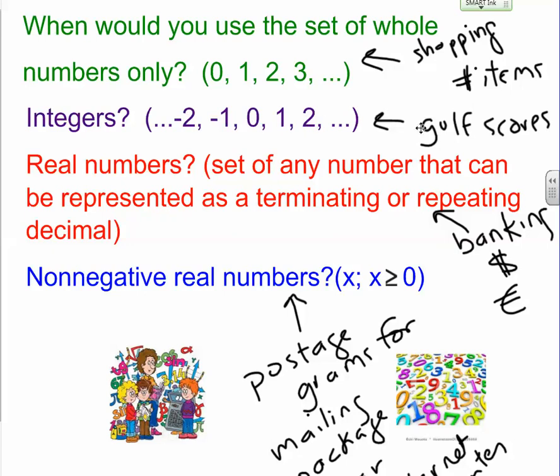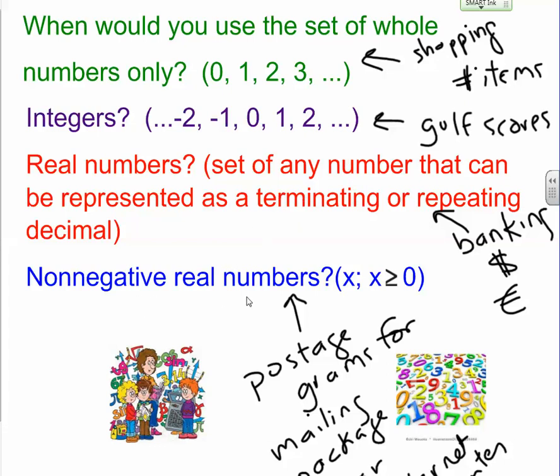For integers, we could have golf scores, because you can get a score in golf that is under par, a score that's equal to par, or a score that's over par, and the set of integers would make sense for that. For real numbers, you could be in debt euros, or you could have euros in the bank, so banking numbers, and you can also be in debt a half a euro or a quarter of a euro or 37 euro and 50 cents, so that would make sense for money and banking.